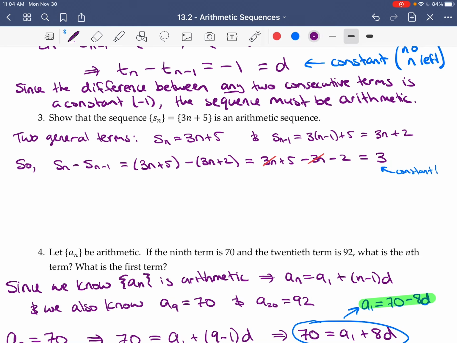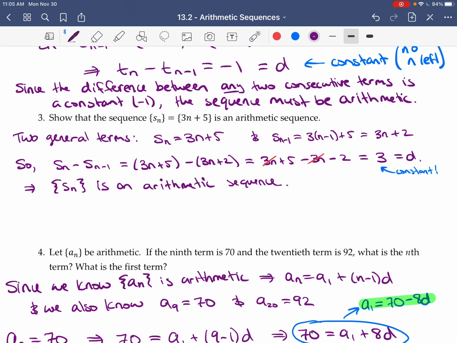So it's our d value. That means that the sequence s_n is an arithmetic sequence, since two general terms subtracted have a common difference, a constant difference.